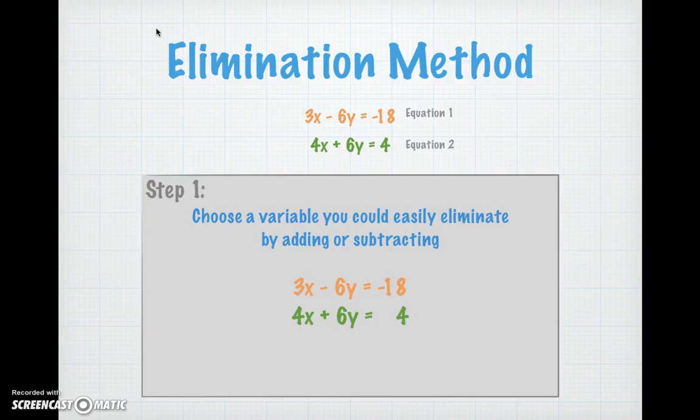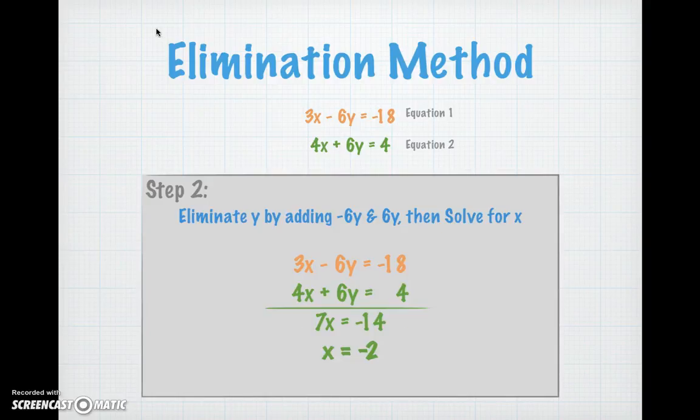So for example, we have our equations 3x minus 6y equals negative 18 and 4x plus 6y equals 4. If I look at them, I can automatically see that I have a negative 6y and a positive 6y. If I were to add those together, I would get 0 because the negative 6 would cancel out the positive 6. So now that I've seen which variable I could eliminate by adding, I can then continue on.